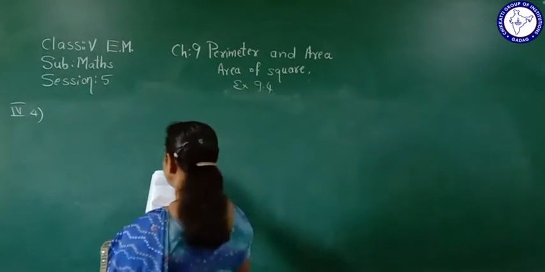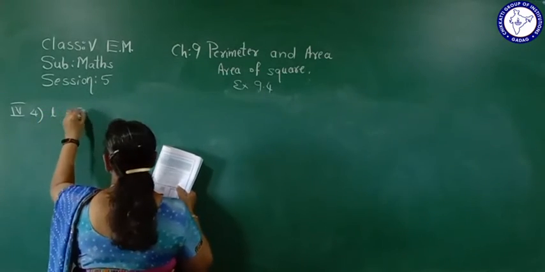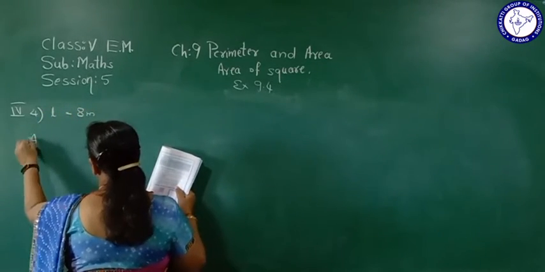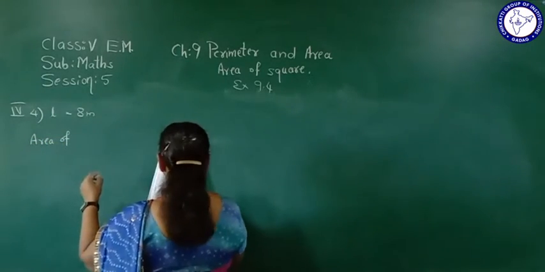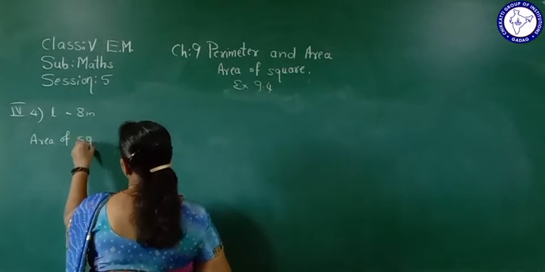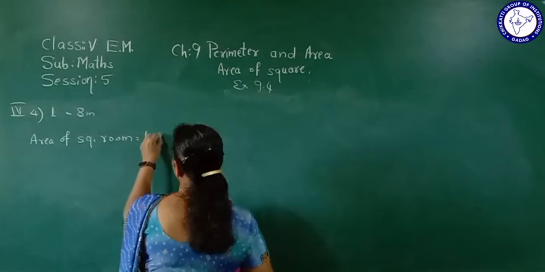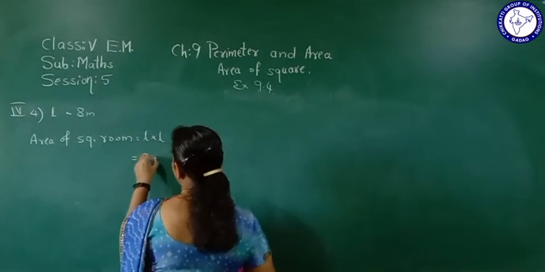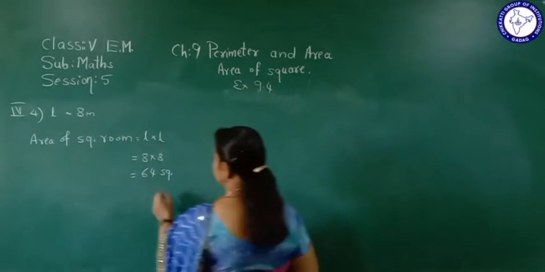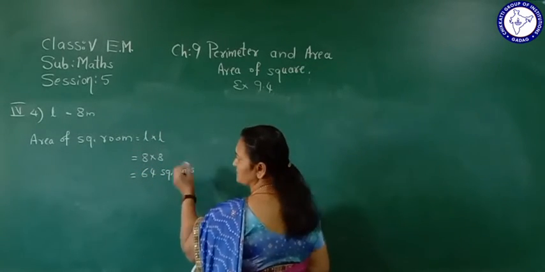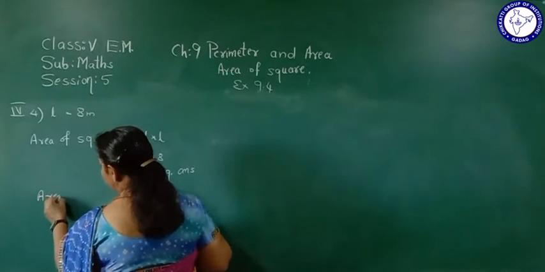Now fourth question here, the length of a room is 8 meter. So here the area of a square room is length into length. So here it is 8 into 8. How much do we get? 64 square meters.